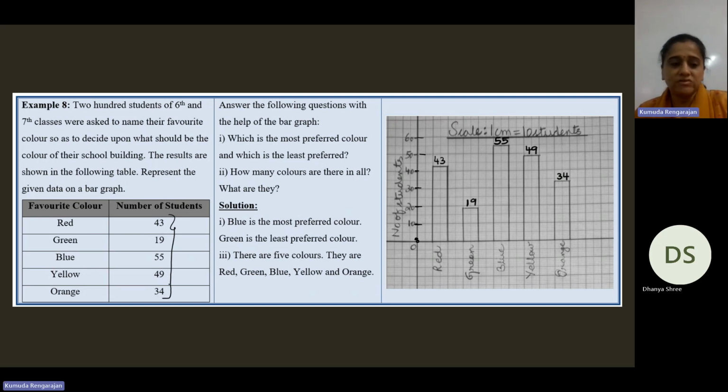What is the range of the numbers? What is the smallest value here? 19. What's the biggest value? 55. So if you write this as 5 centimeters here, 5, 10, 15, 20, 25, 30, and so on, you have to go up to 55. You can do that. The thing is, the rectangle should not be very tall or very stunted. Small rectangles. No. It should not look like your bar graph. Should not have stunted rectangles.